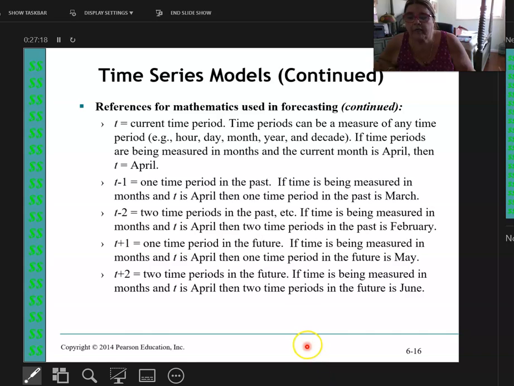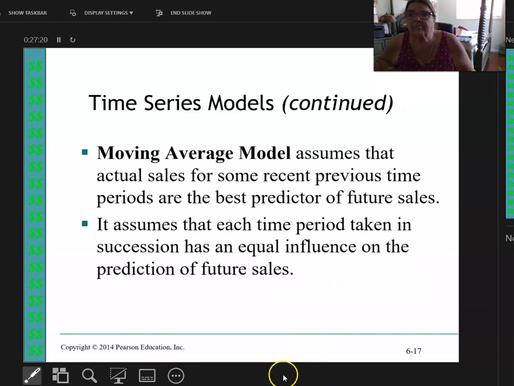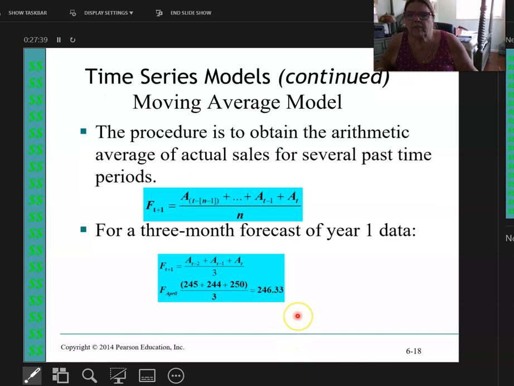Oh, I know your head is already hurting. Trust me, I understand. The moving average model assumes that I'm going to take actual sales from historical data, and this is how I'm going to predict future sales. Let me move to this chart. Here is the formula for several past periods. The forecast for next month, T plus 1, equals, and this is called the moving average model.